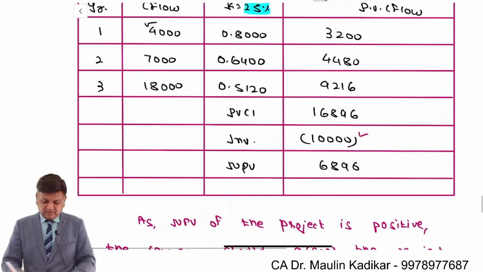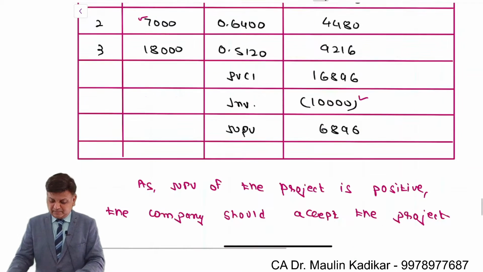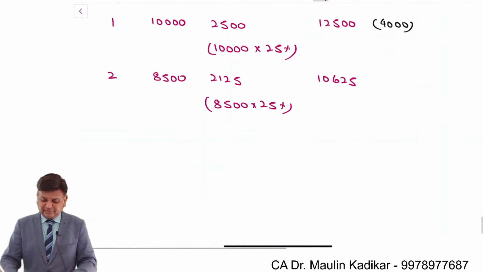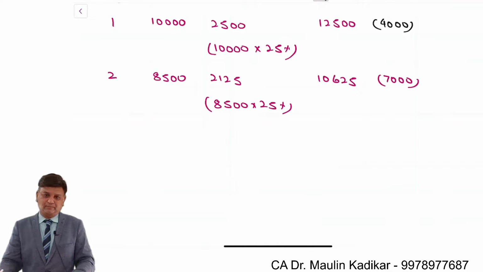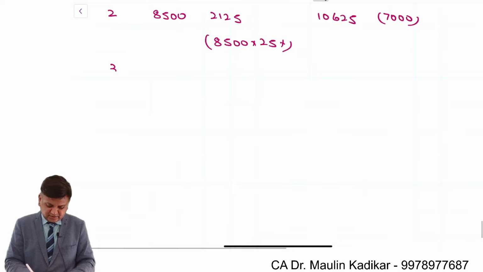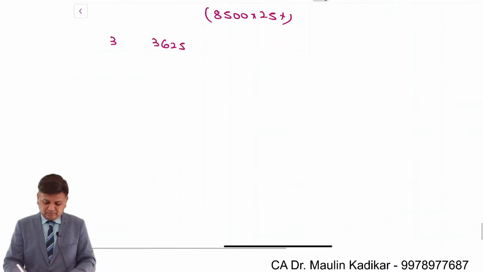Again, you do one thing. Whatever the amount that you have received from the business, based on your information, you use it for the purpose of repayment of loan. That is 7,000 rupees. So now, third year beginning, the principal outstanding is 3,625. So 3,625 into 25%.